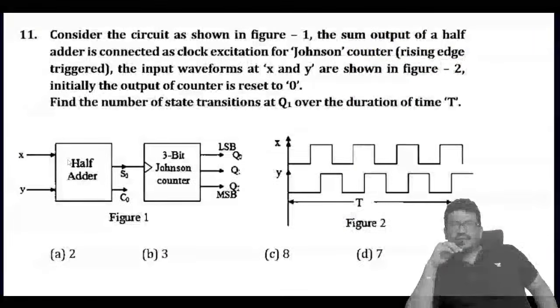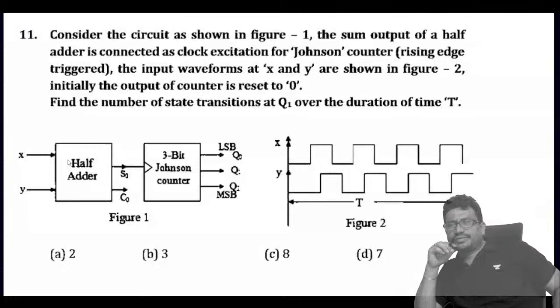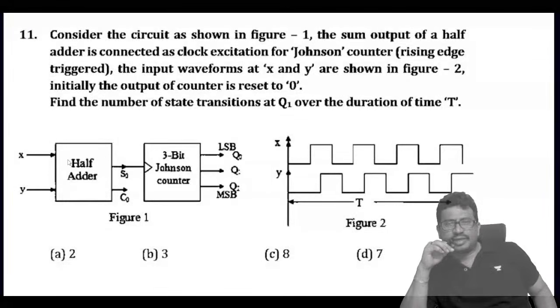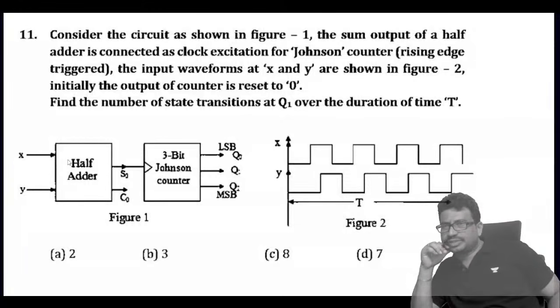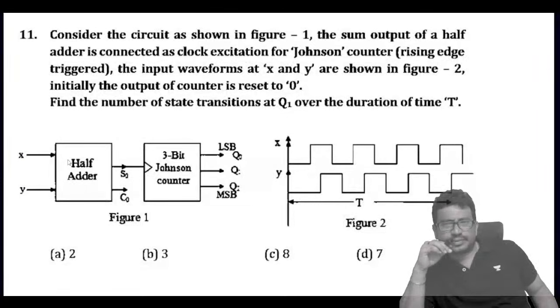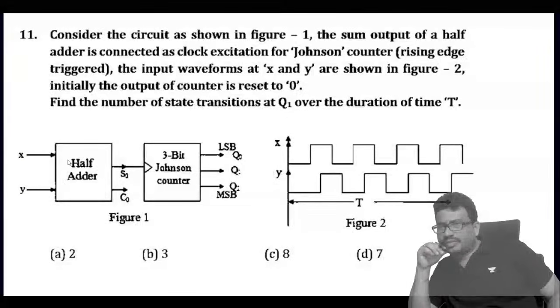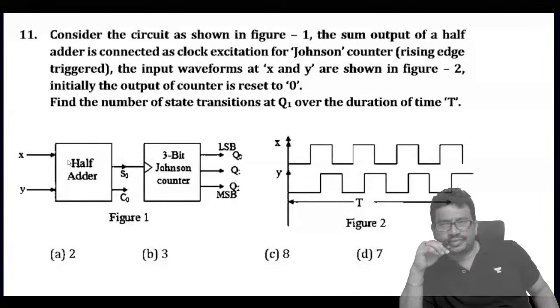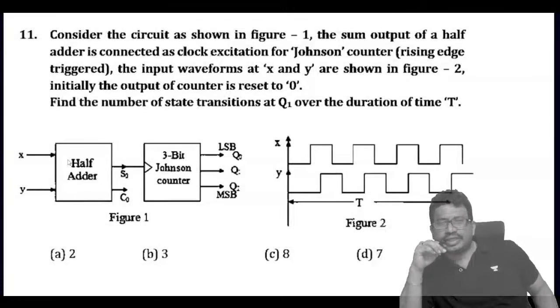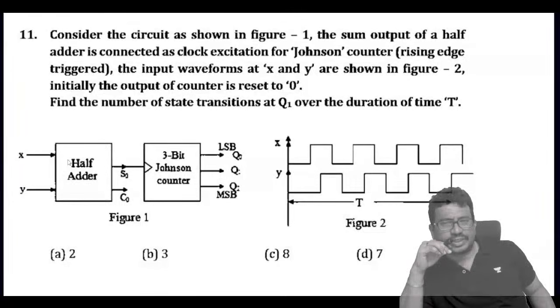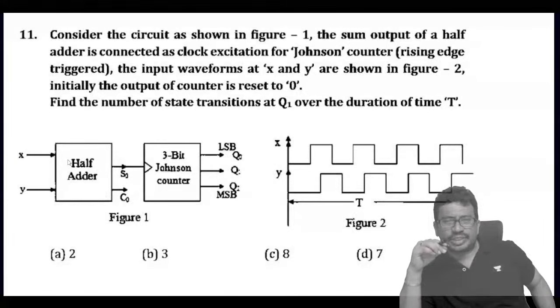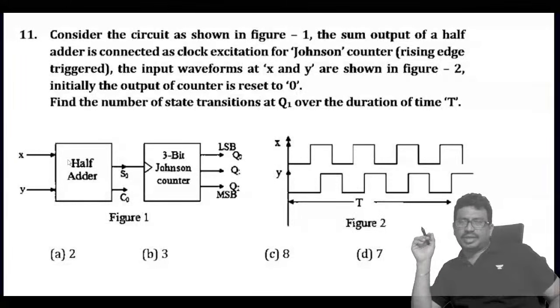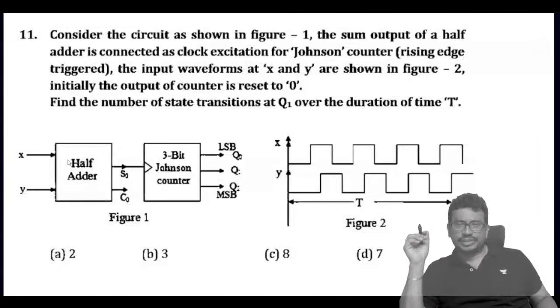Next. Consider the circuit shown in figure 1. The sum output of a full adder is connected as a clock excitation for the Johnson counter. The input waveforms at X and Y are shown in figure 2. Initially the output of the counter is reset. Find the number of state transitions at Q1 over the duration of T. How many transitions happen? We need to see that.